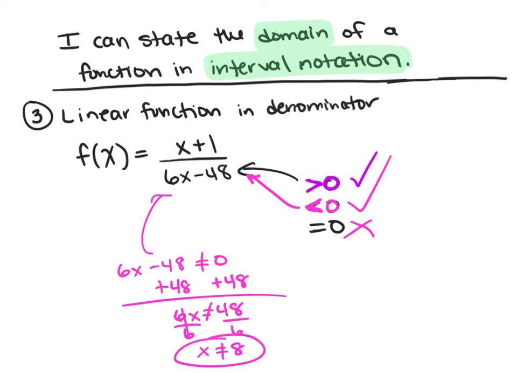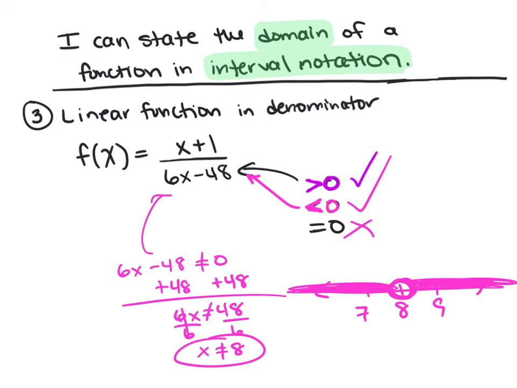So now, if you guys were to think about this on a number line, I've got 7, 8, and 9. And x cannot equal 8. So I've got an open circle here. I can't equal 8, but I can be everything else. The only thing I can't be is 8. I could be everything over here, and I can be everything over here, but I just can't be 8.